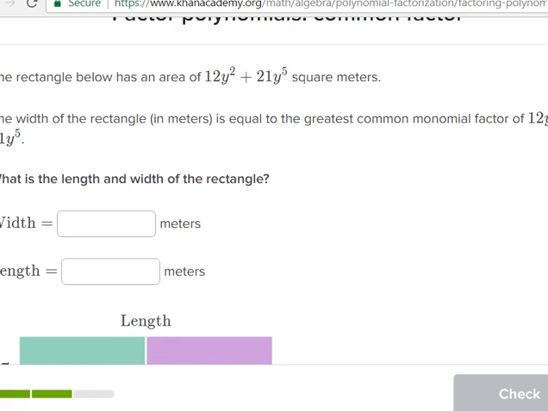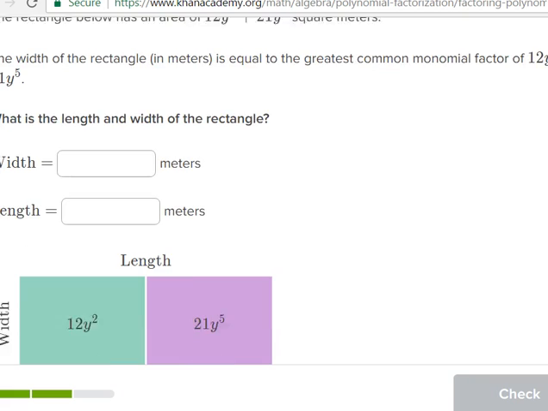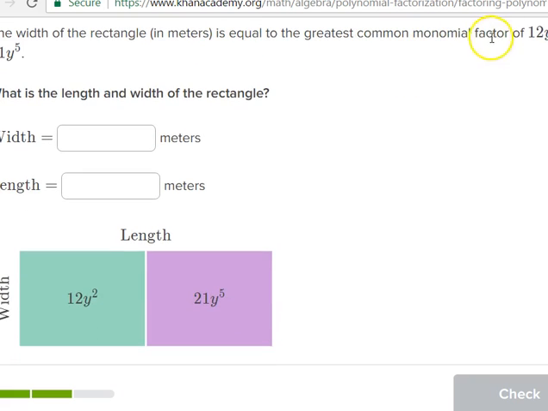So it says, the rectangle below has an area of 12y squared plus 21y to the fifth meters. Now remember, the area is what you get when you multiply, and that's why they put it in the middle. The area is what you put in the square. The width of the rectangle is equal to the greatest common monomial factor of 12y squared and 21y to the fifth.